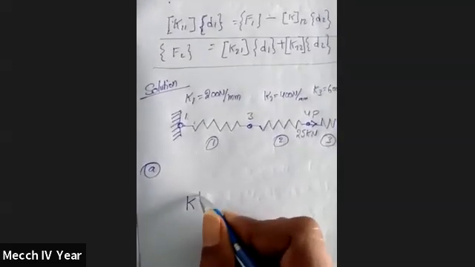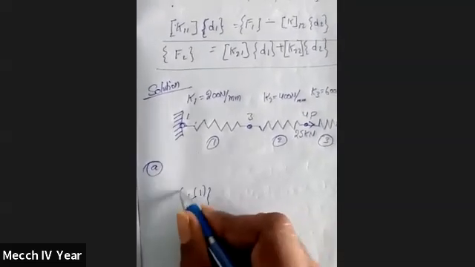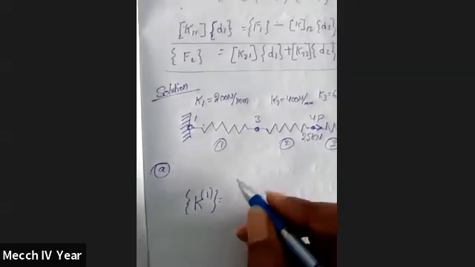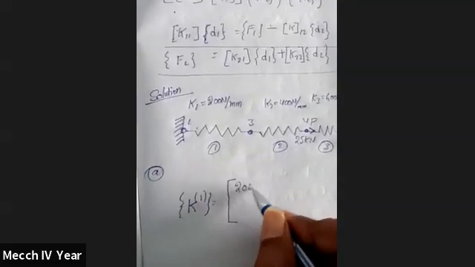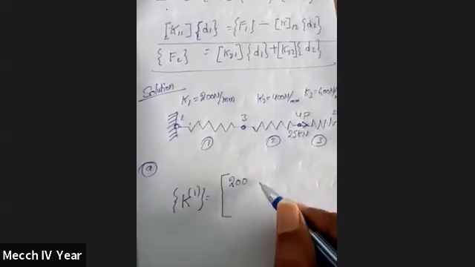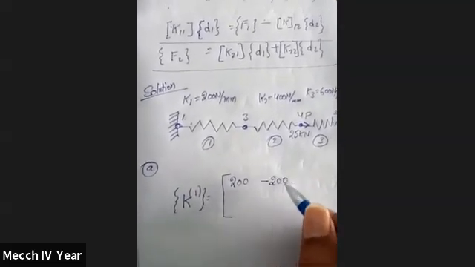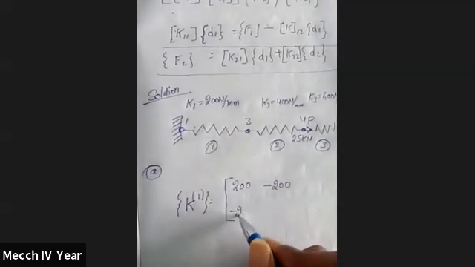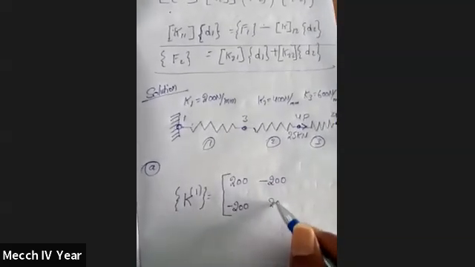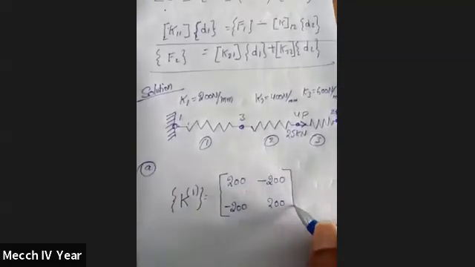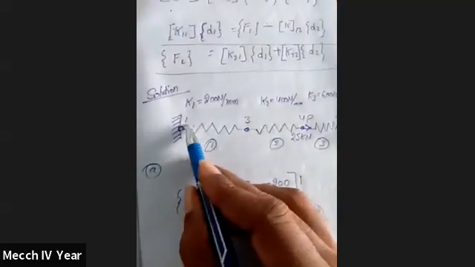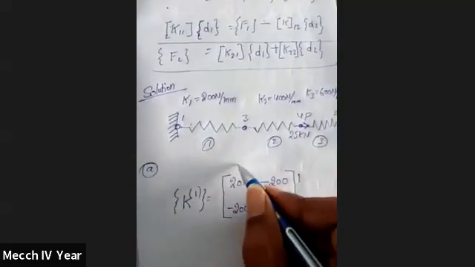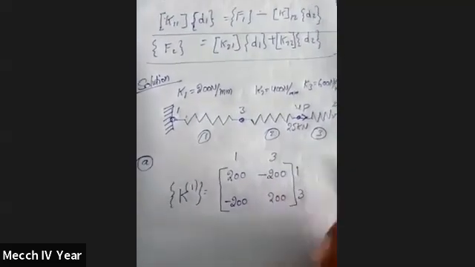This is element 1. That is equal to K1, minus K1, minus K1, K1, with degrees of freedom 1, 3 across the columns, and similarly 1, 3 along the rows.